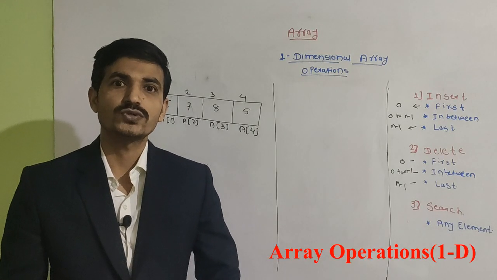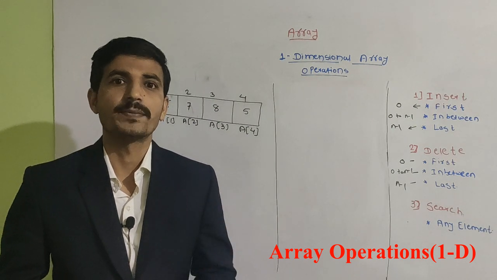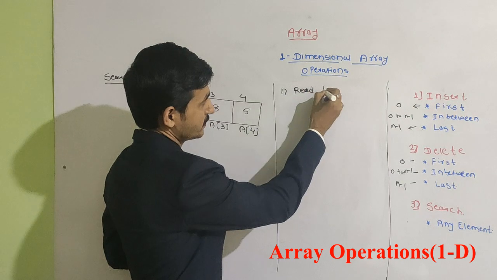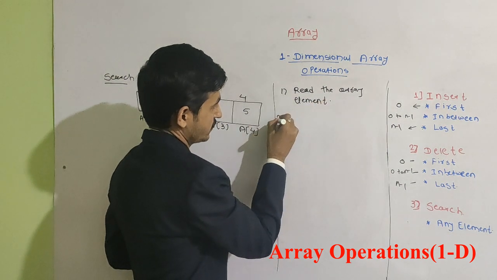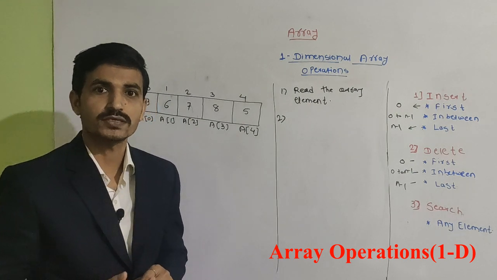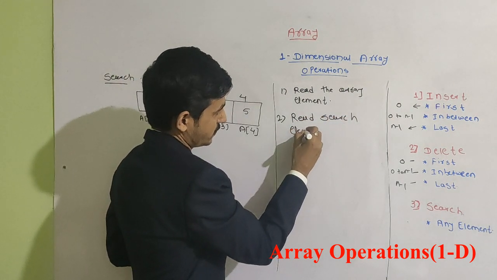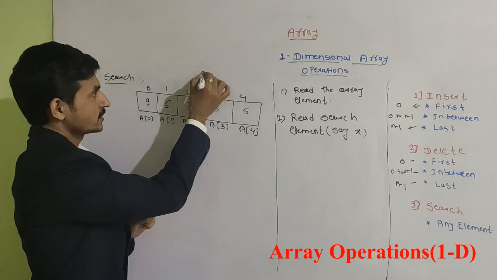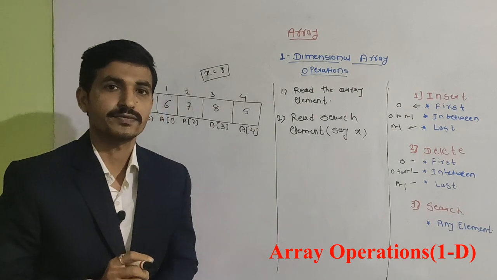The next is the search operation. In that we are going to search for a particular element in the array. So from the given set of elements we can search for a particular element. The steps for the search operation: step number 1, read the array elements. Step number 2, read the search element from the user, which element he wants to search in the array. Say x is the search element. Let's say x is equal to 8. This element I want to search in this particular array.